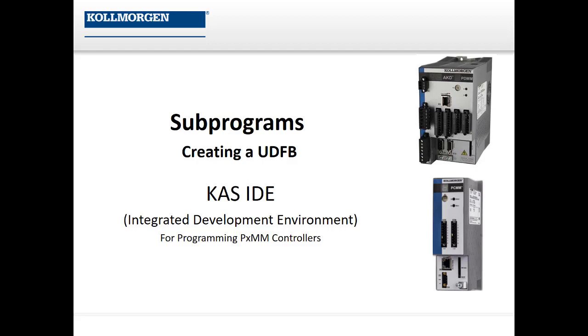This is another video in the series on the KAS IDE software that's used to program our PDMM and PCMM EtherCAT master controllers. In this video, I'm going to go over subprograms, specifically how to create a UDFB, or a user-defined function block. This is a great way to create a section of code that you're going to reuse over and over again, so you don't have to copy and paste or make changes if you want to use it for different axes or different speeds.